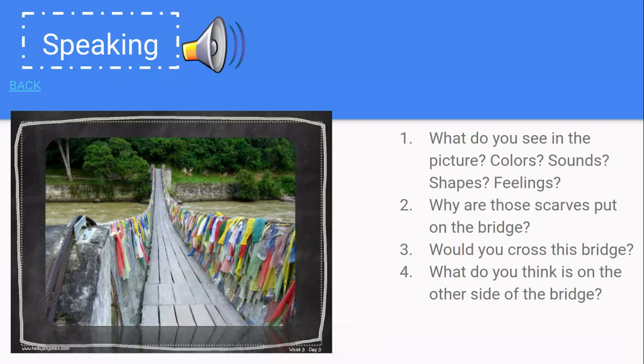Number two, why are those scarves put on the bridge? Like, why are they there, do you think? Would you cross the bridge? And what do you think is on the other side of the bridge?